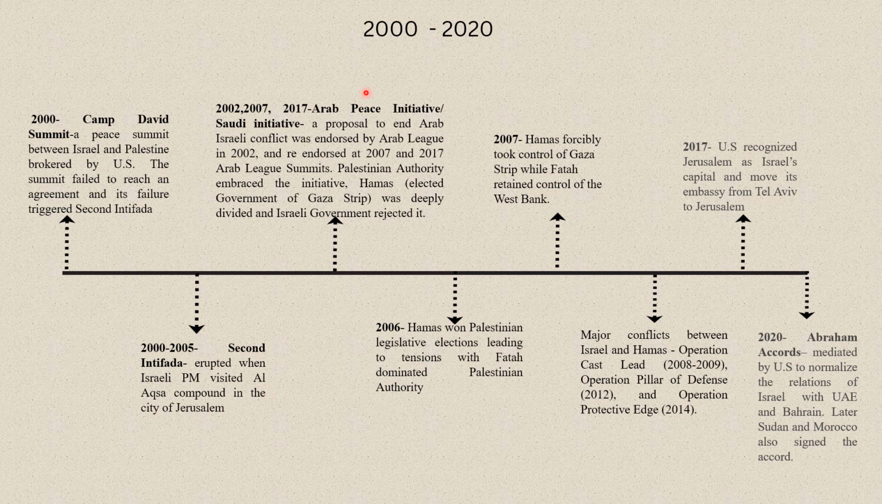Next in the series comes the Arab Peace Initiative. It was led by Saudi Arabia. That's why it is known as the Saudi Initiative also. So it was a proposal to end the Arab-Israeli conflict. It was endorsed by the Arab League during 2002, 2007, and 2017 also.